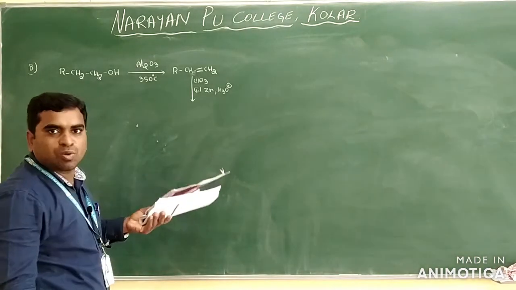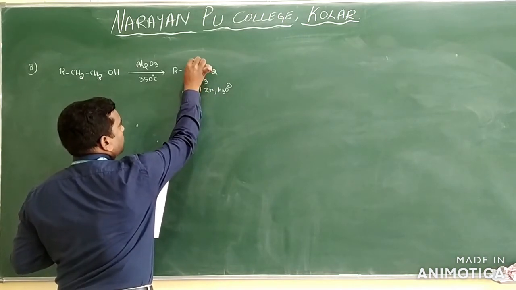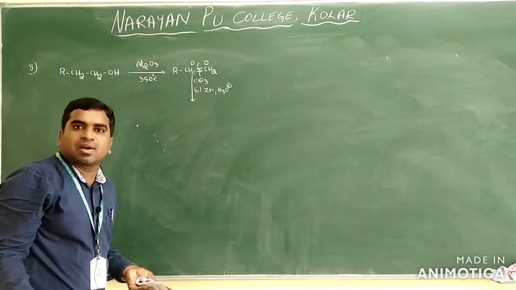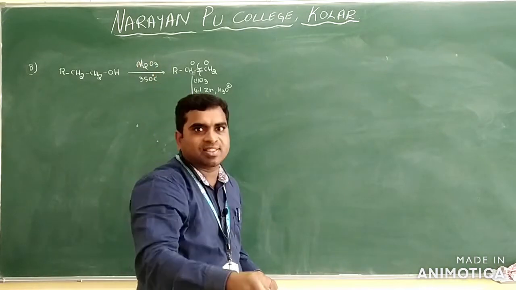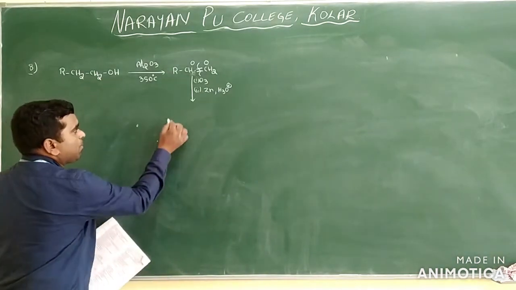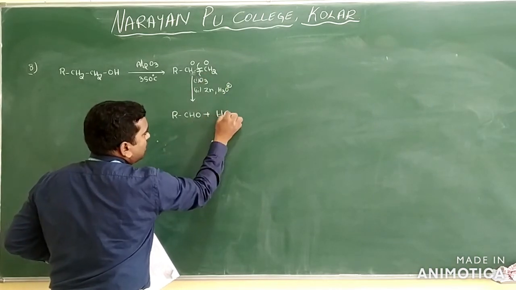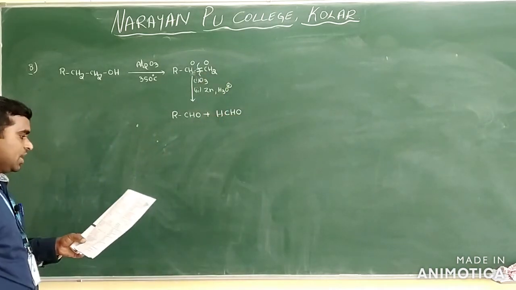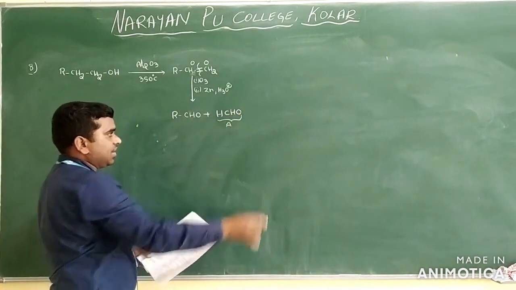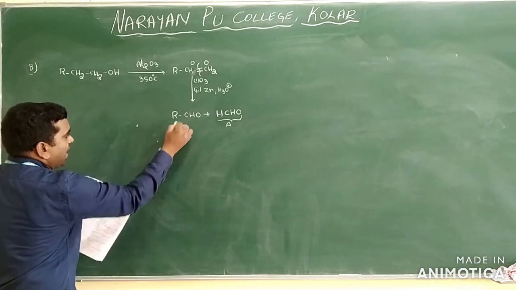So how do we write the products in ozonolysis? Simple. Where the double bond is, break the double bond and put one oxygen on one carbon and another oxygen on the other carbon. Then what compounds do you get? RCHO plus HCHO. These are the two products. They have given RCHO, but here they kept A. What is A here? HCHO.